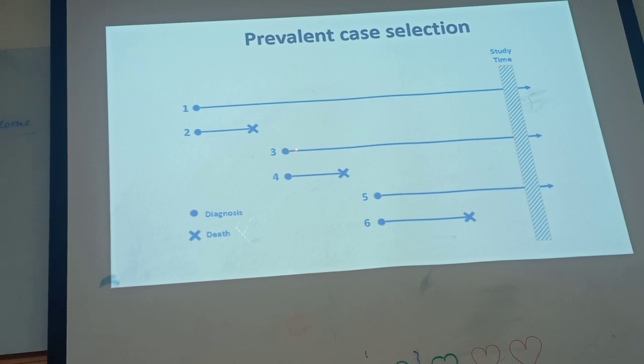Case number 3 was diagnosed 3 years ago, and she's still alive. Case number 4 was diagnosed 3 years ago and died 2 years later. Case number 5 was diagnosed 5 years ago and she's still alive. And case number 6 was diagnosed 5 years ago and died 2 years later. So, which of these cases have the chance to be included in our study?